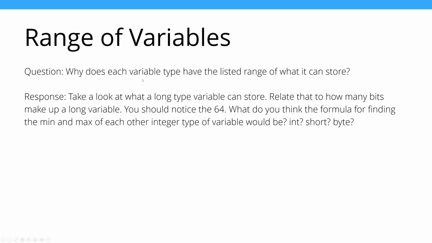So why does each variable type have the listed range of what it can store? Take a look at what a long type variable can store and relate that to how many bits make up a long variable, that memory size. You should notice the pattern of 64. What do you think the formula for finding the min and max of each other integer type should be? The int, short, and byte.